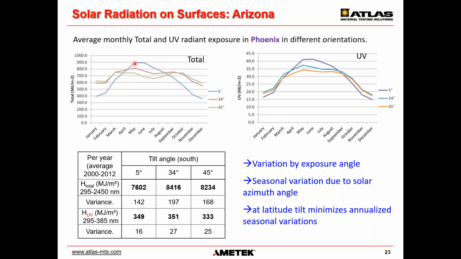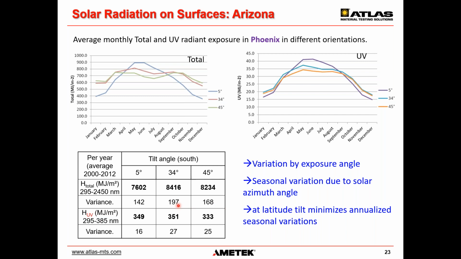In summertime, it's not the optimum angle, so the horizontal surface receives actually more solar radiation, and in wintertime, it receives less solar radiation, so it's more evenly distributed throughout the year. And if we look at the radiant exposure throughout the year, it's actually also the maximum radiant exposure for the latitude angle inclined towards the sun.